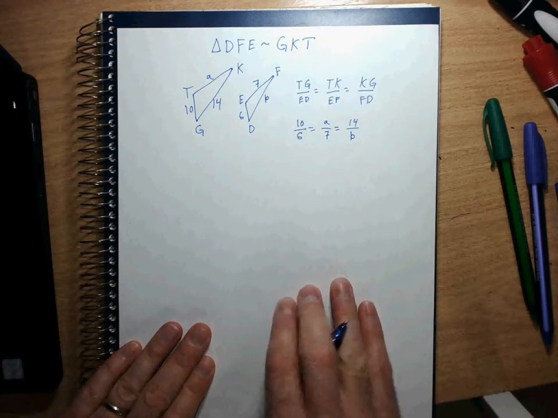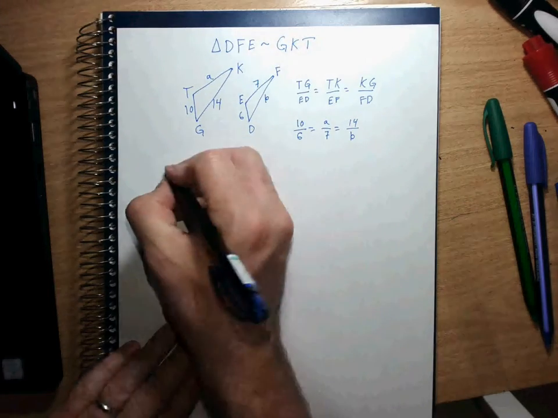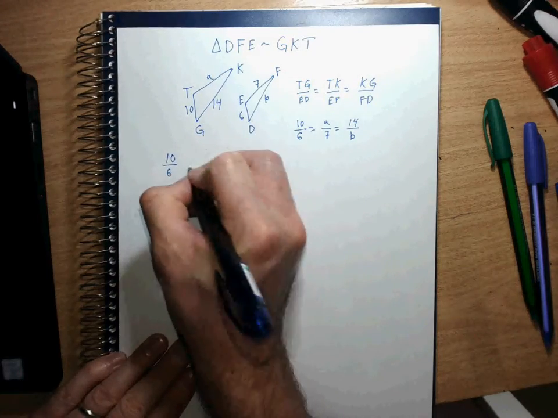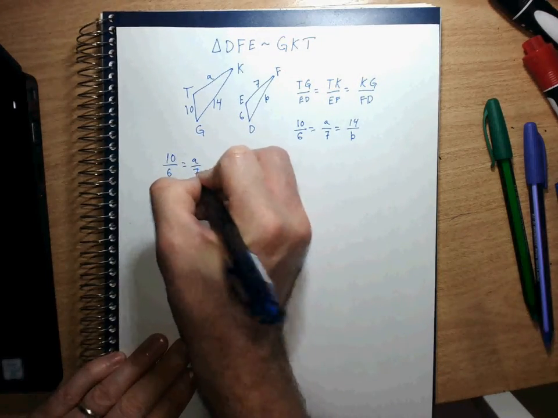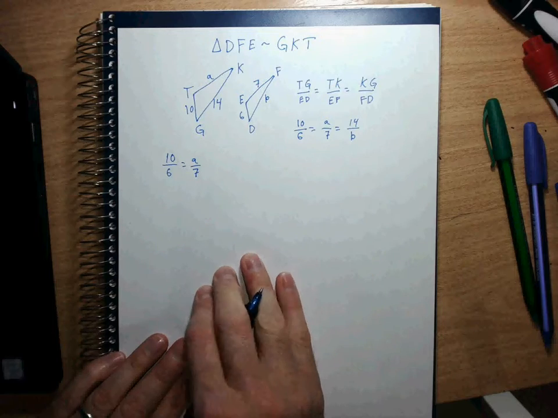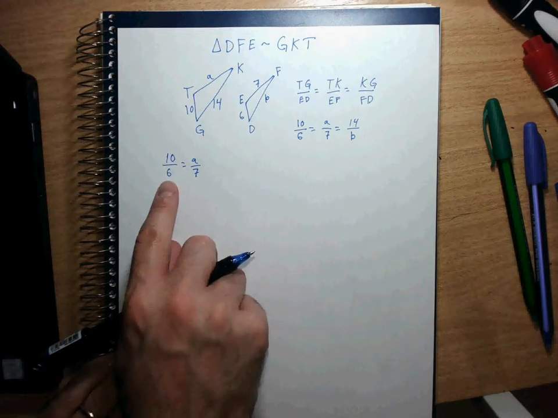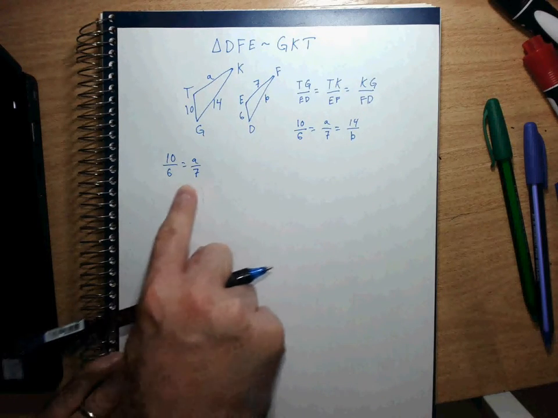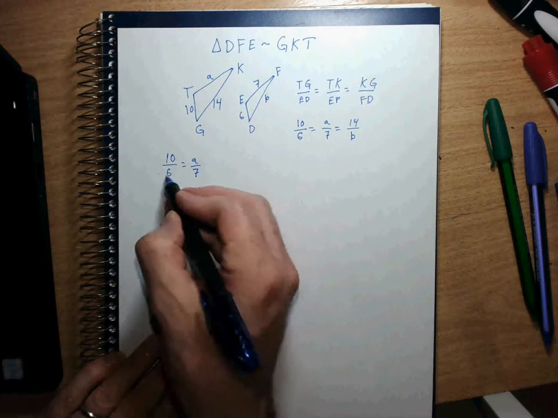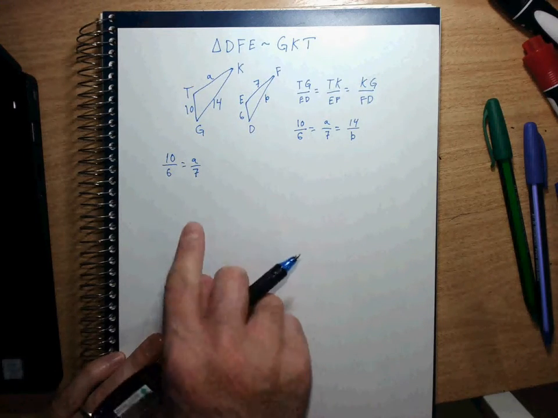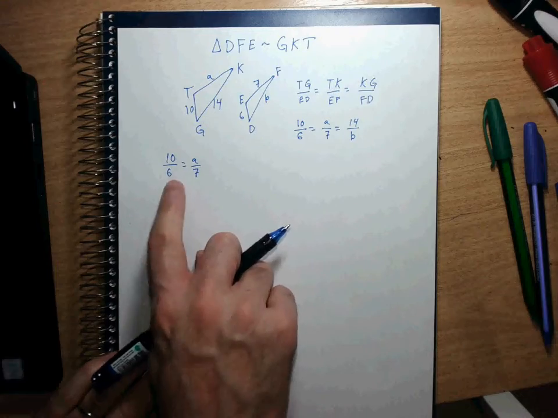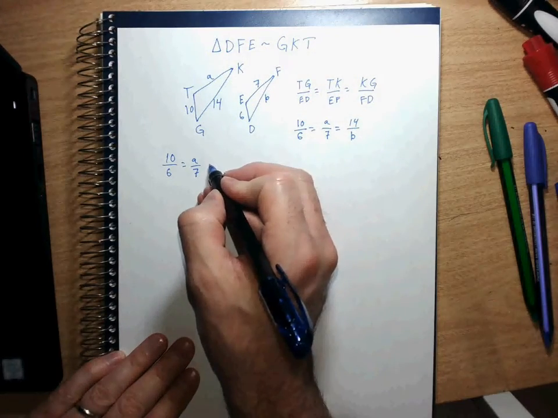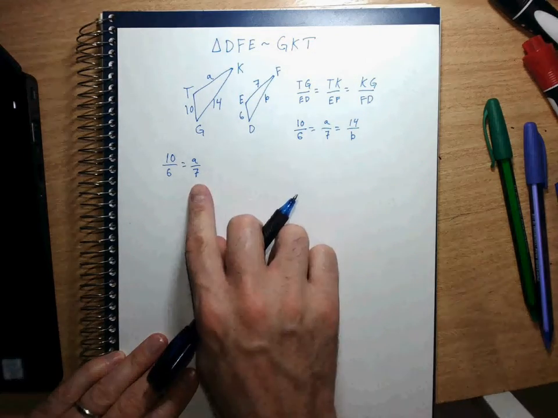Alright? So in the same way, I'm going to set this one up first. 10 over 6 equals A over 7. Another proportion. In this case, it's a little bit more difficult to see the relationship between 6 and 7 or 6 and 10. So I'm going to do this one algebraically. And again, you can click on the link on how to solve proportions if you want more information on that.